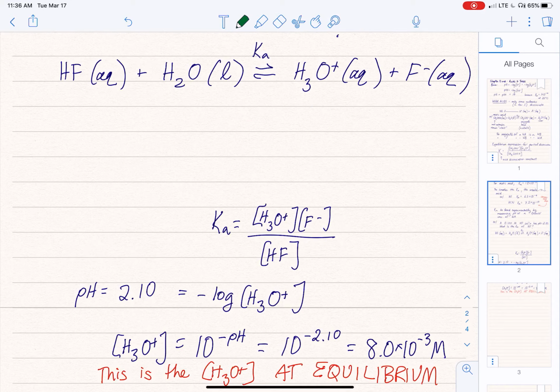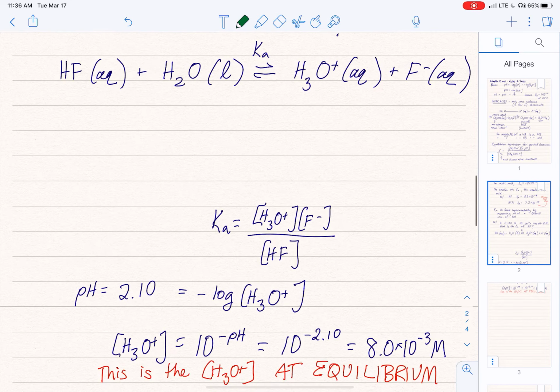I'm going to go back up to my reaction, and I'm going to make an ICE chart underneath my equilibrium reaction. This is really calling upon the skills that you developed in the last chapter, chapter 12, on equilibrium. So we need to figure out the concentrations of HF and F minus. Because what we just figured out from that calculation here is the hydronium concentration at equilibrium.